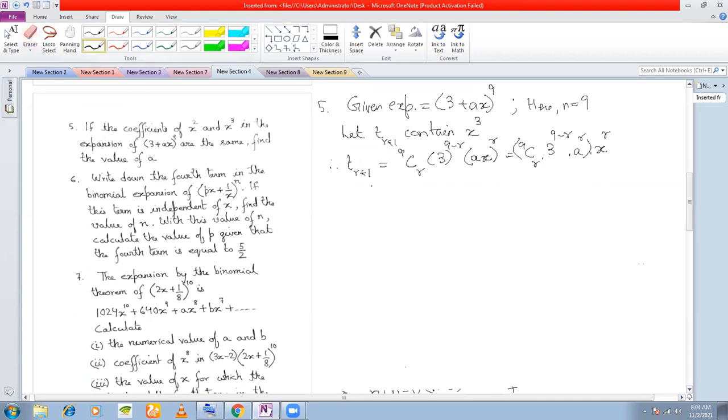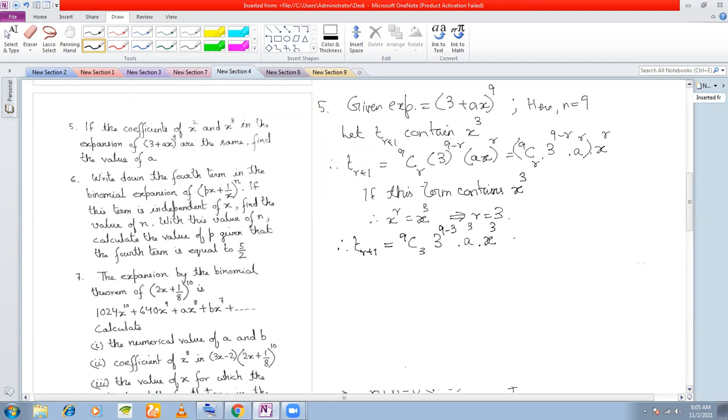Now, if this term contains x cube, therefore x to the power of r must be equal to x cube. That means r is equal to 3, right? So therefore, what is T(r+1)? 9C3, 3 to the power of 9 minus 3 into a cube into x cube, if you put r is equal to 3, right?